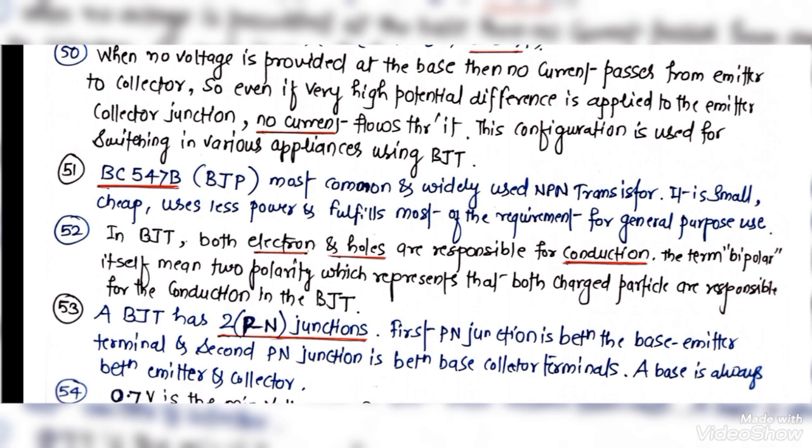BC547B, that is a BJT, is the most common and widely used NPN transistor. It is small, cheap, uses less power and fulfills most of the requirements for general purpose use.